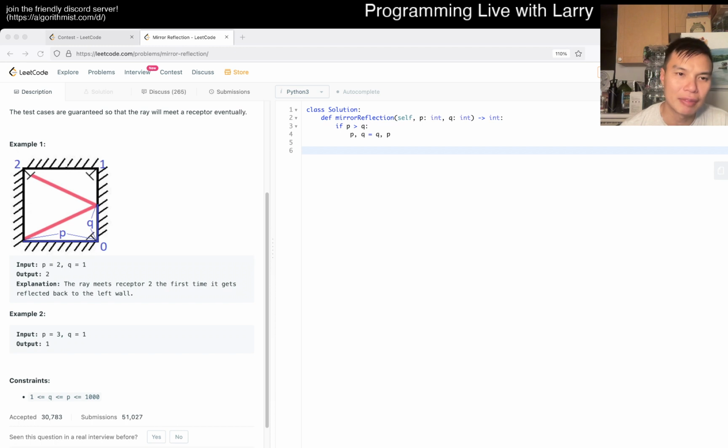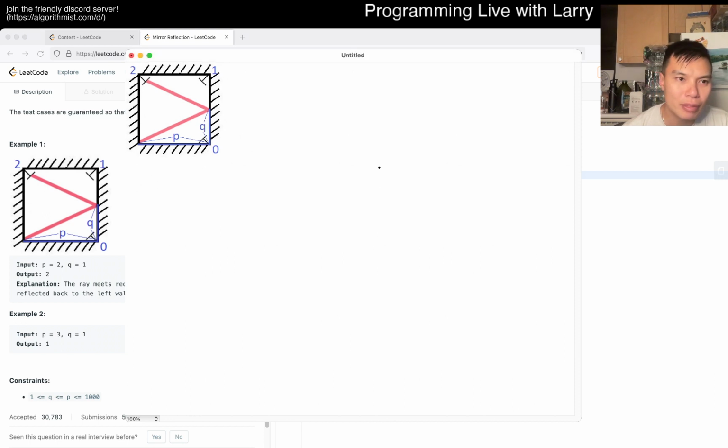Okay, so let's say you have something like this, right? With P equals Q, then what happens? If P equals Q, then we hit 1, right? So we return 1. I'm just going to write: P is equal to Q, we return 1. There may be other cases, but we can think about it with the drawing. So what if P is not equal to Q?